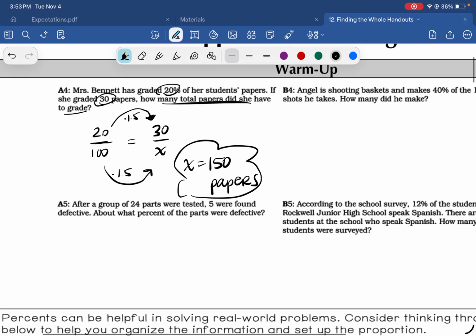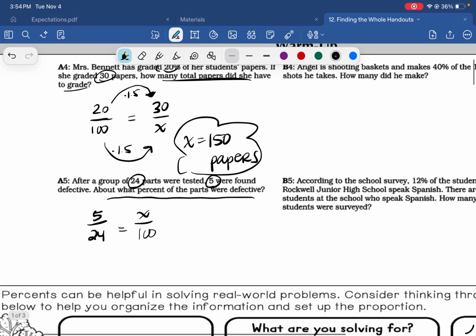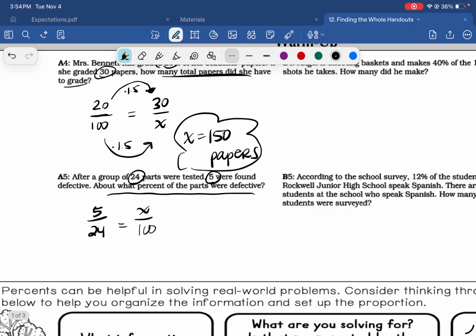After a group of 24 parts were tested, 5 were found defective. About what percent of the parts were defective? All right, so I know the 5 is the part and the 24 is the total. And I also know the next ratio would be x over 100, because it's asking what is the percent. So if we do 100 divided by 24, our scale is 4.16 repeating.